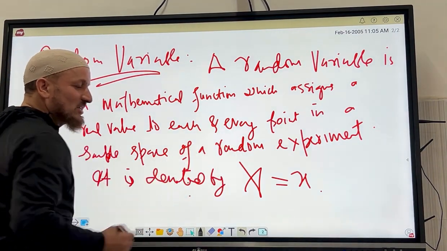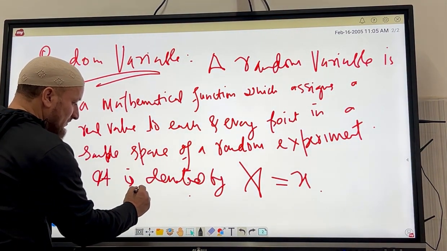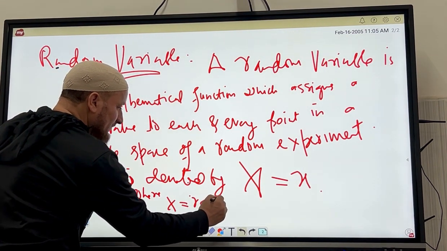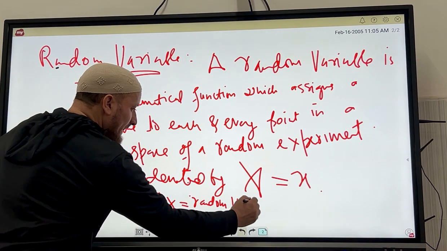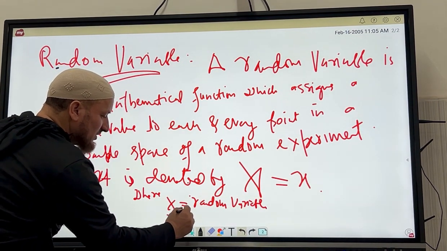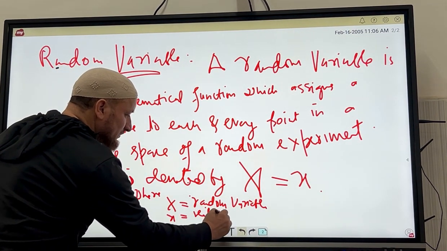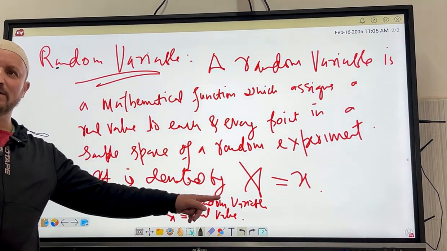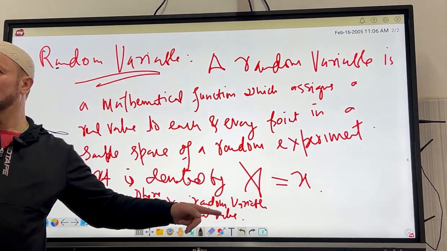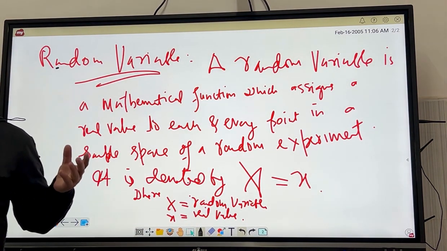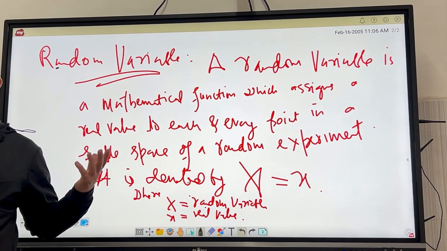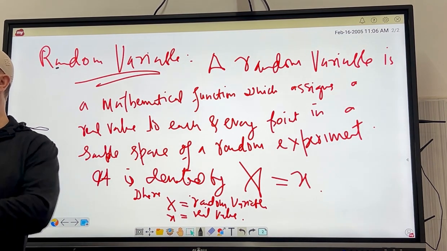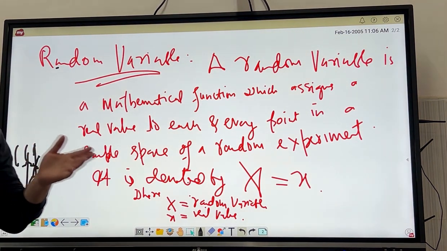It is denoted by capital X is equal to small x, where capital X is equal to the random variable and small x is equal to the real value. Pay attention, this is very simple. This will come in the exam, I guess. The random variable will easily come as a question, okay? It can come in short questions.